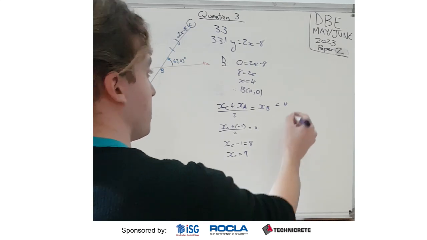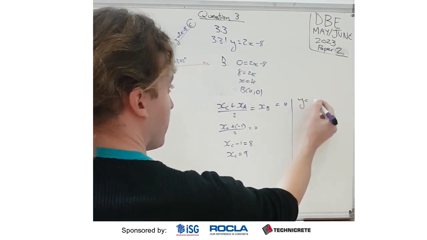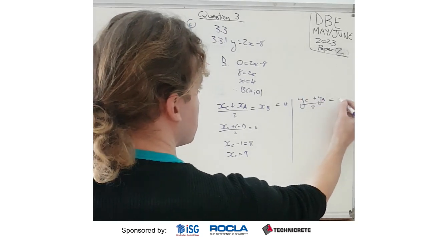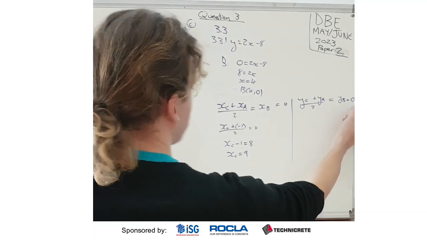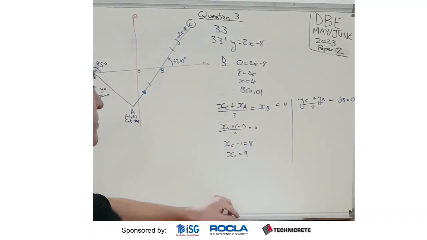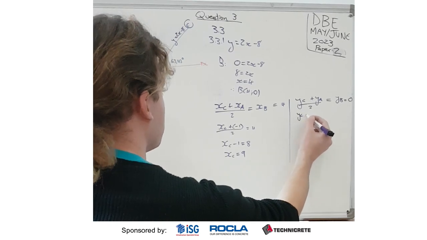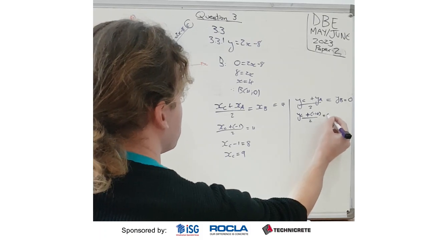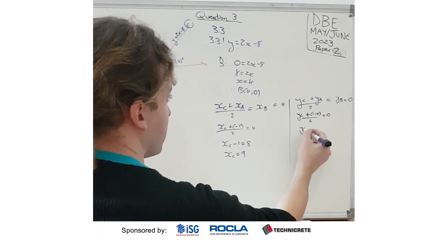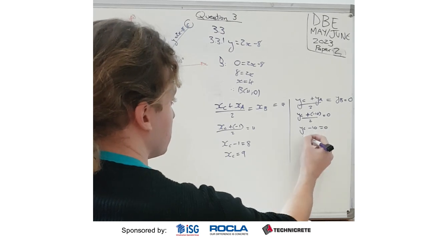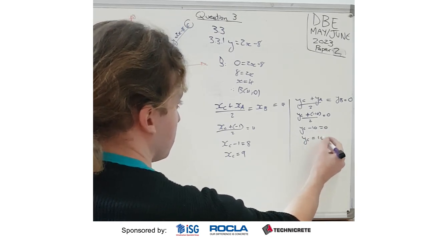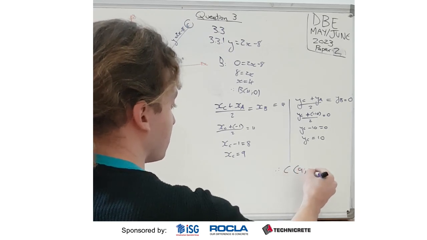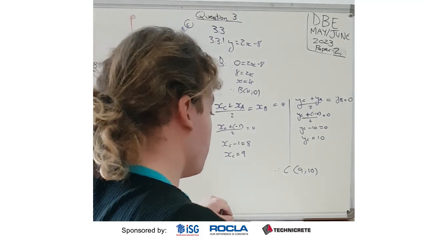Okay, let's do the same thing for the y values. Y of C plus y of A all over 2, getting the average here, is the same thing as the y of B, which we know is 0. We can look at the graph for that, that's fine. Alright, so y of C plus -10 all over 2 is equal to 0, times both sides by 2. Y of C minus 10 is equal to 0, so y of C should be +10. Therefore, C should be 9, comma 10. 9 semicolon 10. My apologies.